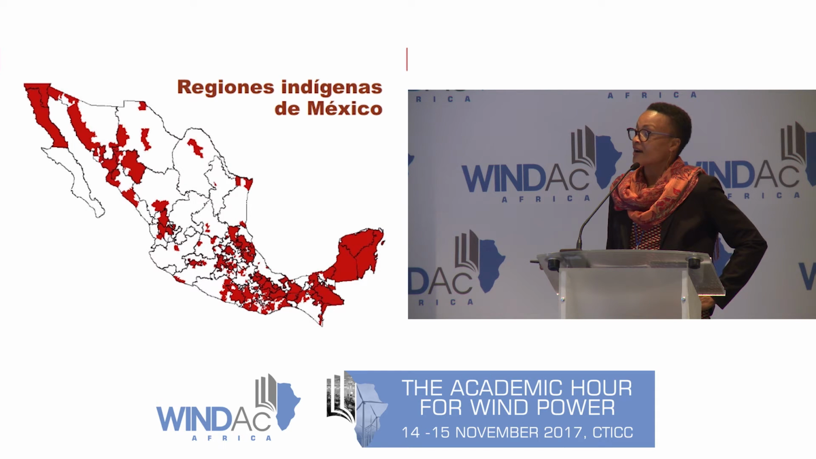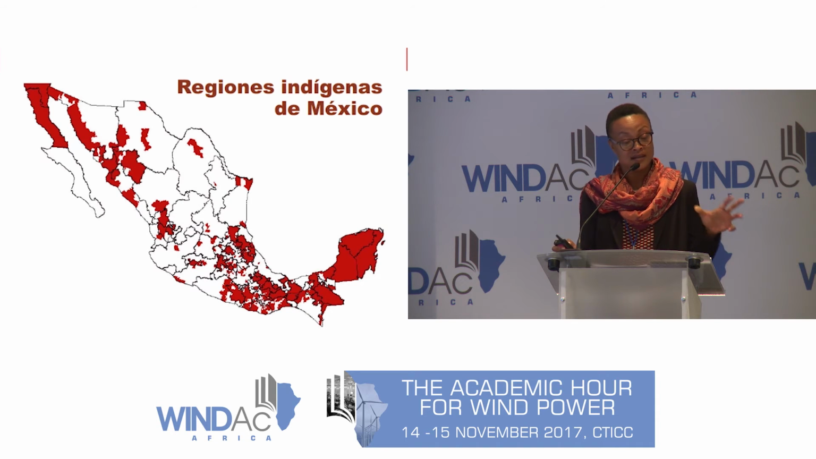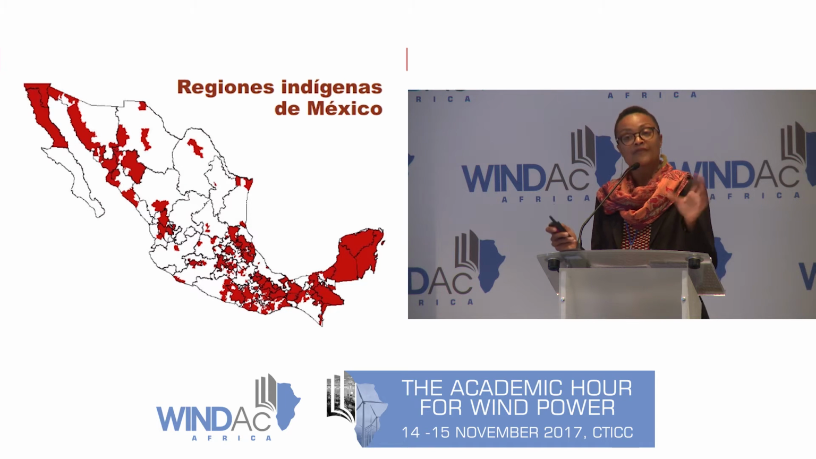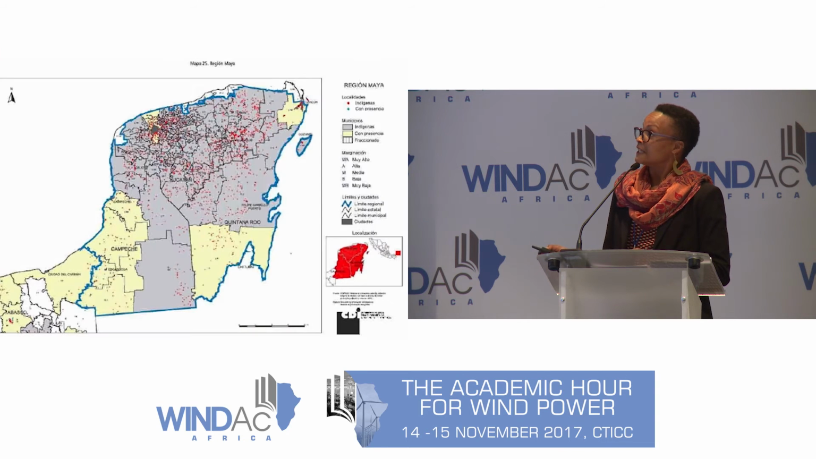As I mentioned, Oaxaca is home to many indigenous groups. That has the highest number of indigenous people in the country, but the Yucatan Peninsula also has an extensive number of indigenous people living there. It has the third highest number of indigenous people, around 1 million people out of 2 million. So around 40% of the population is indigenous in the Yucatan.